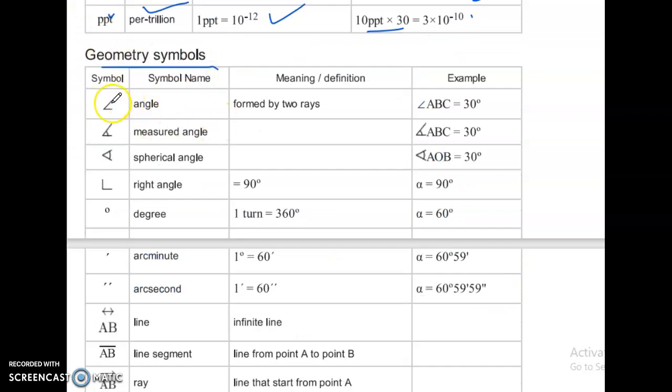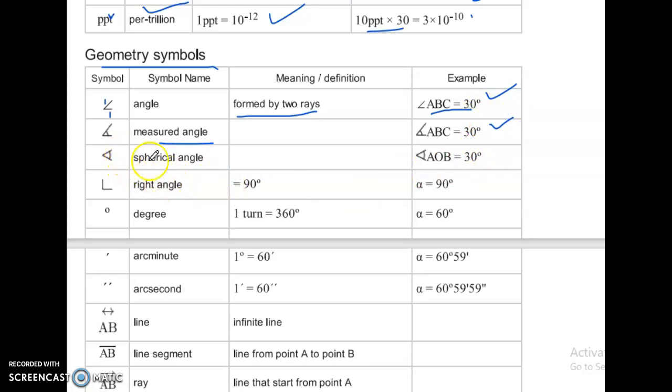Geometry symbols. Angle, formed by two rays. Angle ABC equal to 30 degrees. Measured angle: measured angle ABC also equal to 30 degrees.